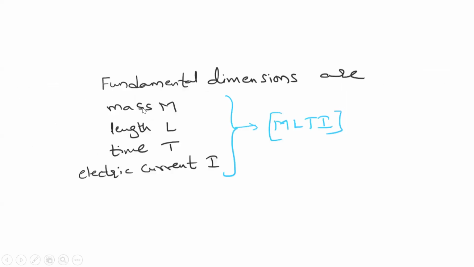The fundamental dimensions for representing any unit are mass, represented by M, length by L, time by T, and electric current as I. So it is represented in the form M L T I, and based on the units, we get the power either plus or minus.